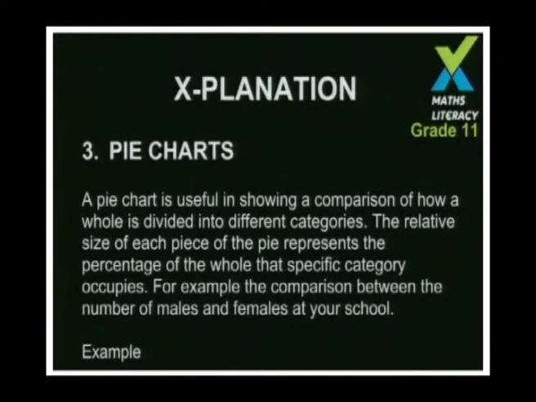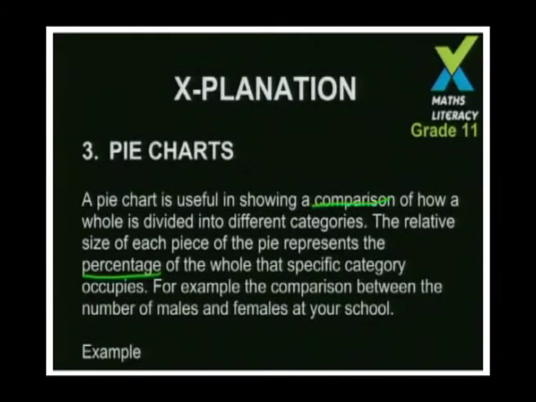Let's have a look at pie charts. A pie chart is useful in showing a comparison of how the whole is divided into different categories. The relative size of each piece of the pie represents the percentage of the whole that the specific category occupies. Percentage, that's a very important word when looking at pie charts. For example, a comparison of the number of males and females in your school. Well, are there more boys or are there more girls? A pie chart would be able to show us if, for example, there are 55% girls and 45% boys. It'll show us the relative sizes of each and give us a better idea.